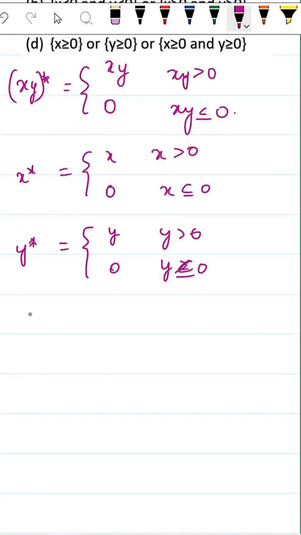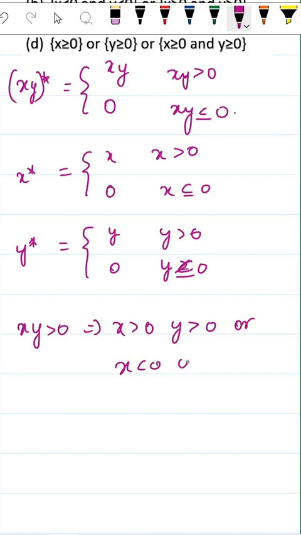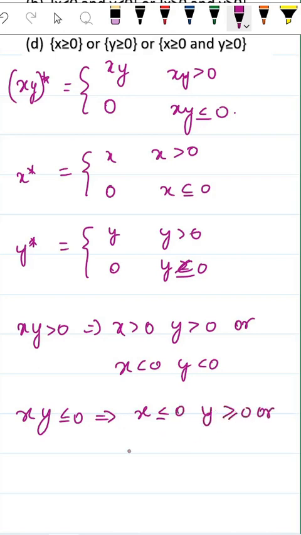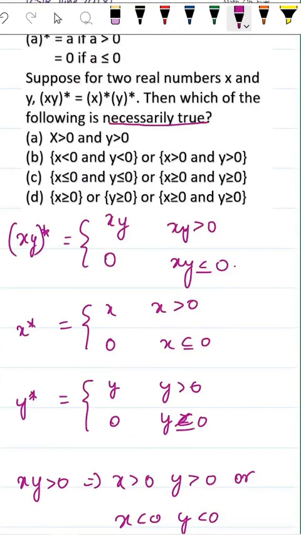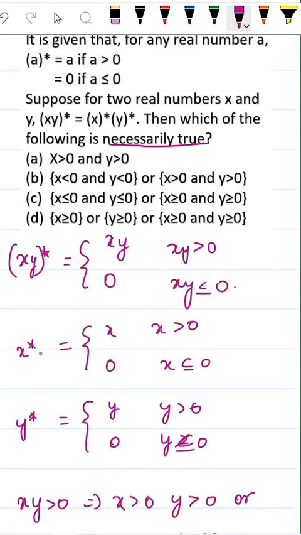So if xy is greater than 0, that implies x greater than 0 and y greater than 0, or we have x less than 0 and y less than 0, since negative times negative is positive. And for xy less than or equal to 0, we have x less than or equal to 0 and y greater than or equal to 0, or x greater than or equal to 0 and y less than or equal to 0. These are the possible cases. Now here (xy) star equal to x star y star multiplication should be possible.